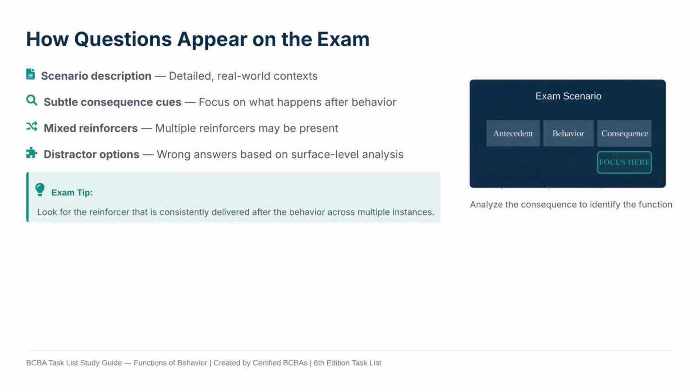Now, let's talk exam strategy. Exam questions rarely say, "This behavior is maintained by escape." Instead, they describe a scenario. They may include emotional language, detailed backstories, or irrelevant contextual details. Your task is to filter out noise and identify the maintaining consequence. Ignore speculation about feelings or intentions. Focus only on observable contingencies.